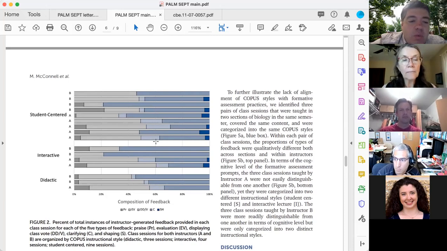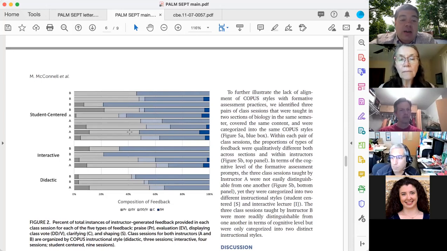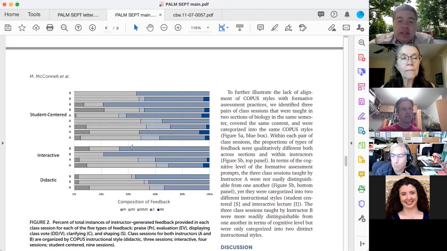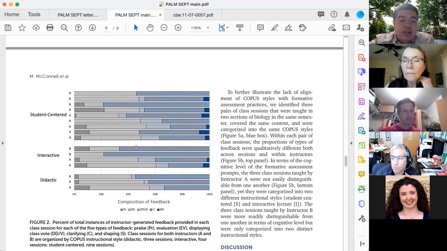And basically what we're looking for is some kind of trend, something that would say, okay, in the student-centered style, the instructor-generated feedback would have a distinct appearance on this graph, and in other places, it would have a different appearance. And so you see here the relative percentage in which you had praise, in which you had encouragement, shaping, you saw the least, that probably would require the most work, so that makes sense.